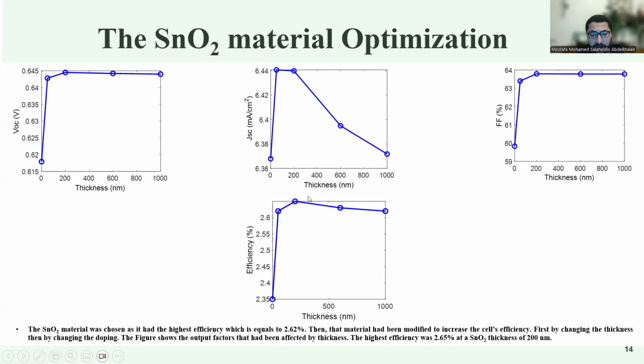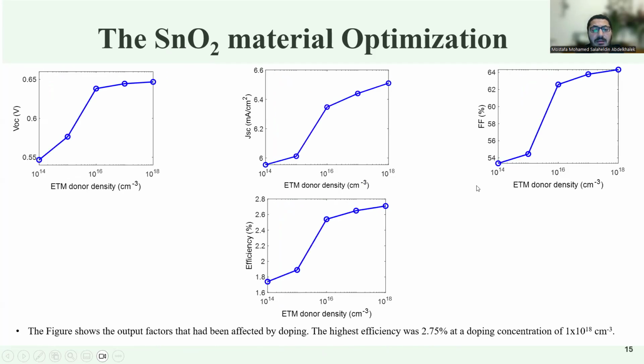The highest efficiency is achieved at a thickness of 200 nanometer with a power conversion efficiency of 2.65%. The doping of this material is investigated up to 10^18 per centimeter cubed. The highest efficiency achieved is 2.75% at a doping concentration of 10^18 per centimeter cubed, which is the donor's density.